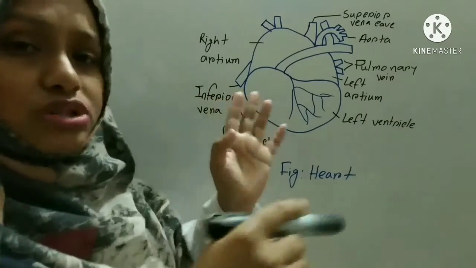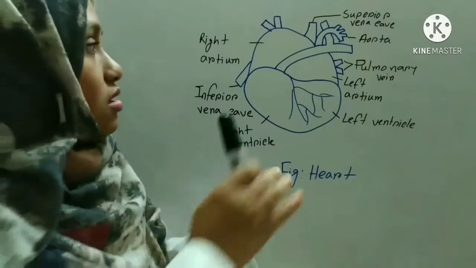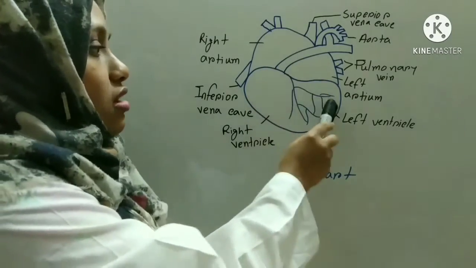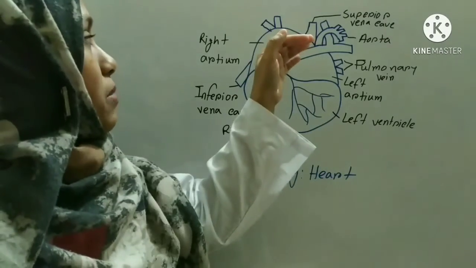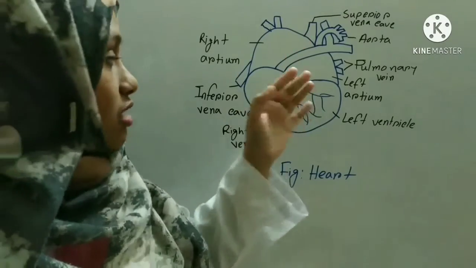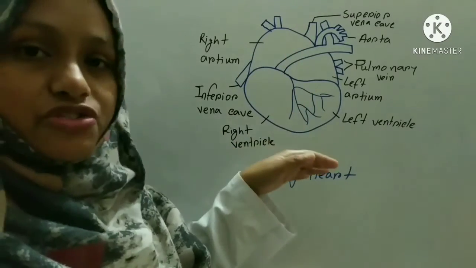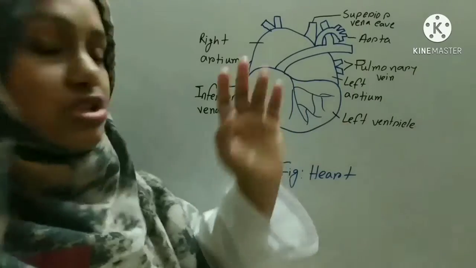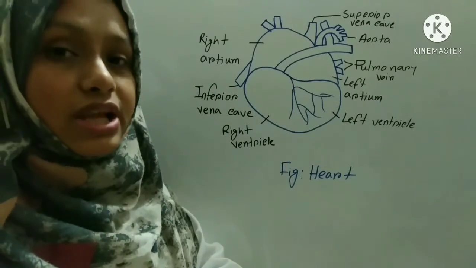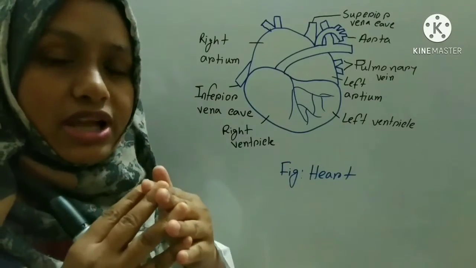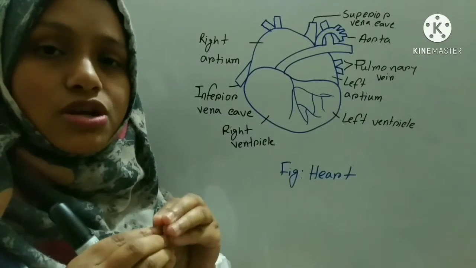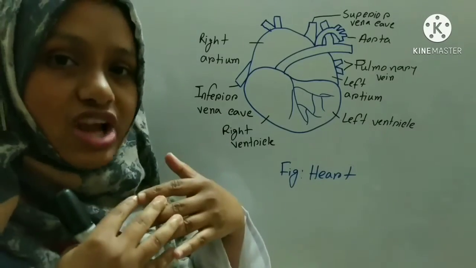Now, you know that the heart has 4 parts. Here 1, 2, 3 and 4 parts. The upper part is called the right atrium and the lower part is called the right ventricle. And the heart is surrounded by the pericardium layer. And between this pericardium layer, pericardial fluid is present, which helps the heart to contract.